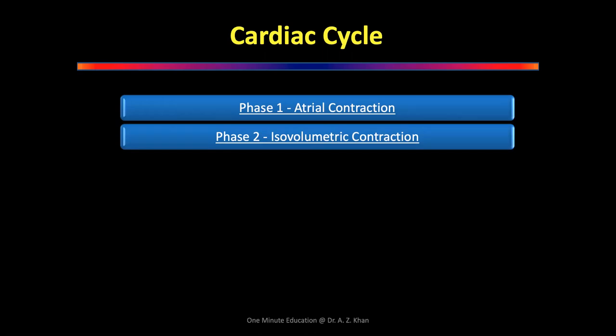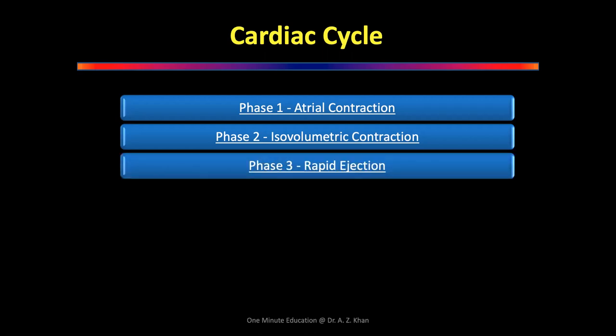All valves are closed. There is no valve allowing blood to come into the ventricle or blood to go out of the ventricle. So the only thing happening in this phase is that there is contraction of the myocardium and the pressure in the ventricle is increasing. You understood this? Phase two?